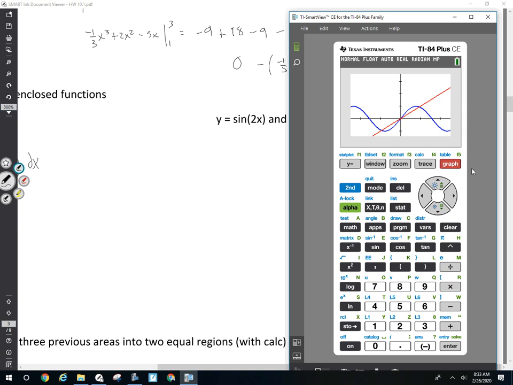Okay, so since I have my calculator, and I notice there's multiple intersections, I got something like that, and something like this. I can see I got this area here and this area here. I'm going to find both of these intersections here and here. I'm going to use an absolute value. Second calc, find my intersection. Enter, enter, enter.